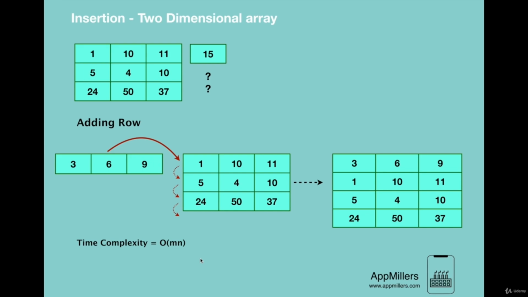Now we understand the logic of inserting a new row or new column into a two-dimensional array. Let's see how this works in Python. So let's switch to Visual Studio Code.